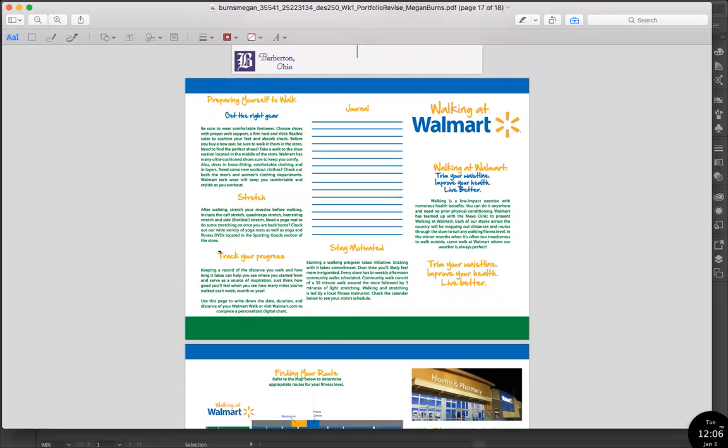I would bring these "track your progress" stretches closer to the paragraph they're relating to. That'll also give you a little more room down at the bottom of that left paragraph. And over here, it looks like this "walking at Walmart" isn't quite centered. You've got "walking at Walmart" and then "trim your waistline, improve your health, live better," and those are kind of left aligned, but not quite. And then this one's indented a bit. Here, this is more centered under "prepare yourself to walk." So it seems like you would want "walking at Walmart" to be centered with this text below, and then these blue lines to be centered underneath that "walking at Walmart."